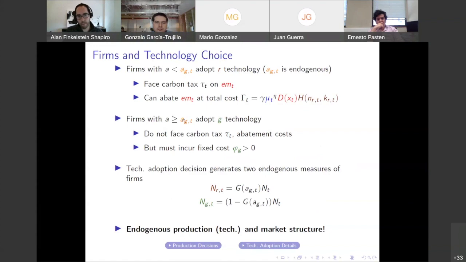So if your productivity level is above this endogenous threshold, you adopt the green technology. You don't face a carbon tax and you don't have to pay abatement costs, but you have to incur a fixed cost per period, F_G, right? Here it's just constant. You can make it a function of the marginal cost of firms, or increasing or decreasing in the number of green firms in the economy. That doesn't really change the results. It's just easier to think about it as an iceberg cost. But again, our results are not sensitive to assuming that this cost is variable.